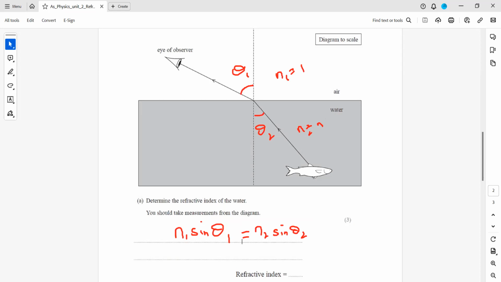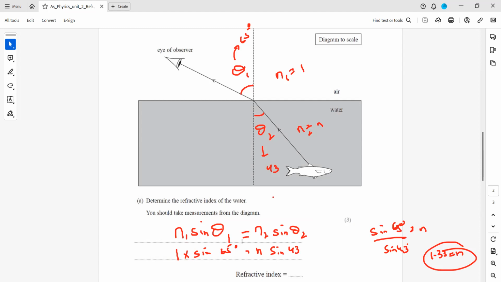So we have to measure these angles using a protractor. Say one of the angles is 65, but it should be done with a measurement, and say this angle is 43. So we'll just substitute: the refractive index of the first medium is 1, then sine 65 equals the refractive index of the second medium, which is n, times sine 43. So we simplify for n, and it will be sine 65 over sine 43. That will give us a value of n which is about 1.33. And there will be no unit because the refractive index is a ratio, so it does not have any unit.